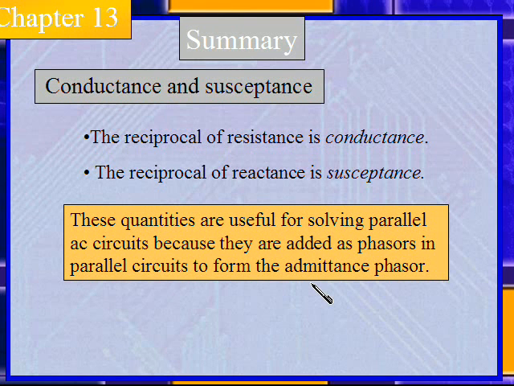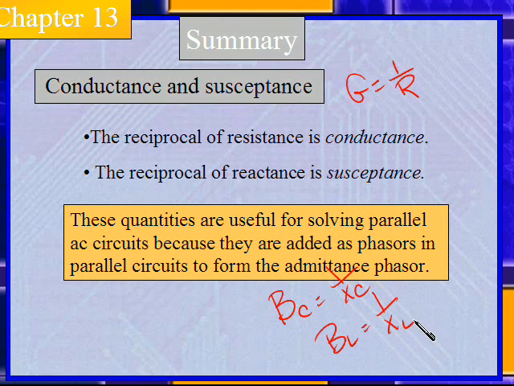Chapter 13, Conductance and Susceptance. The reciprocal of resistance is conductance, which basically means conductance is equal to 1 over R, and the reciprocal of reactance is susceptance. So B sub C would be 1 over XC, and the susceptance of an inductor is 1 over XL. These quantities are useful in solving parallel AC circuits because they are added as phasors in parallel circuits to form the admittance phasor.